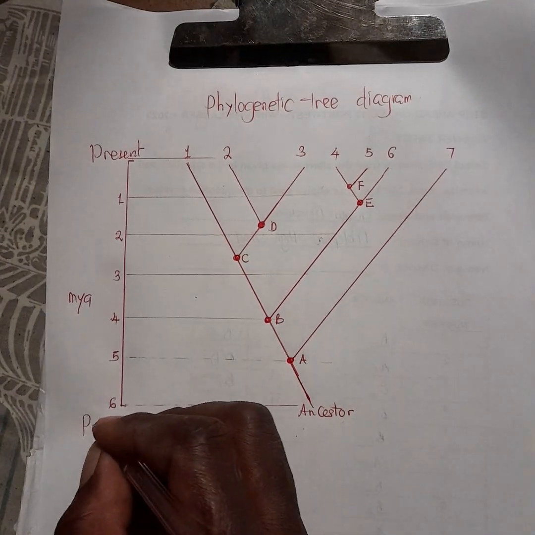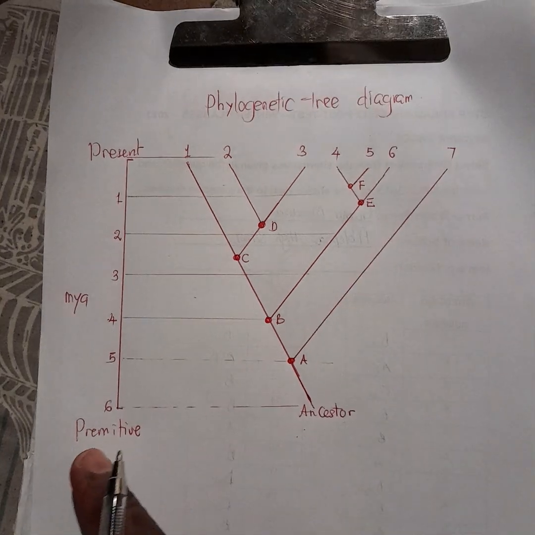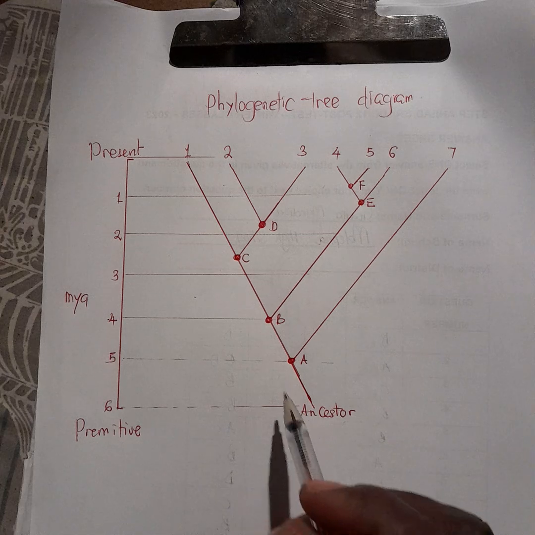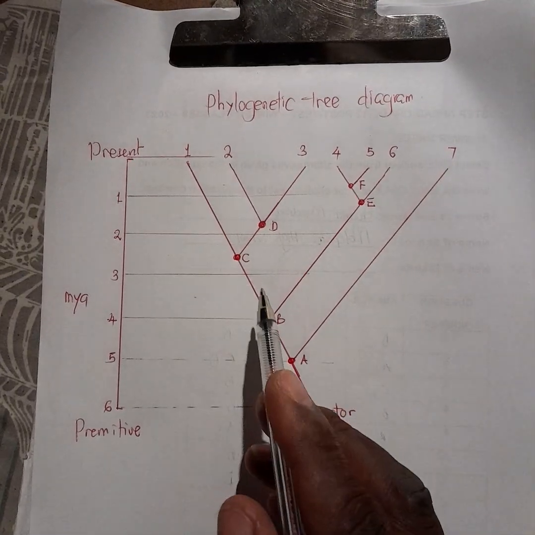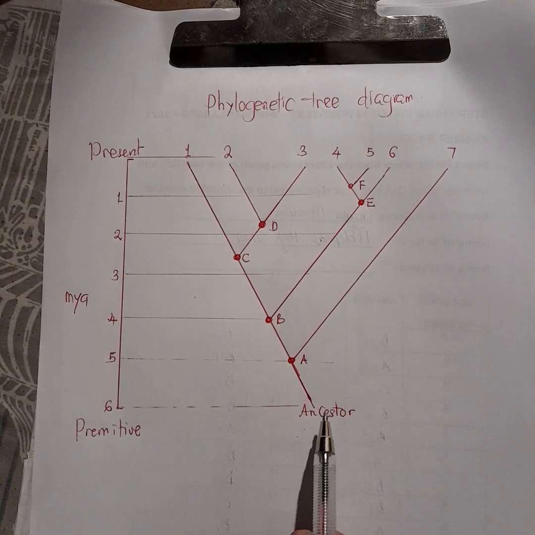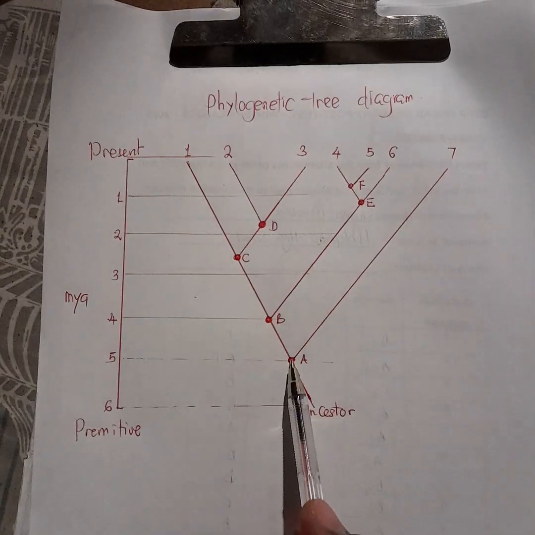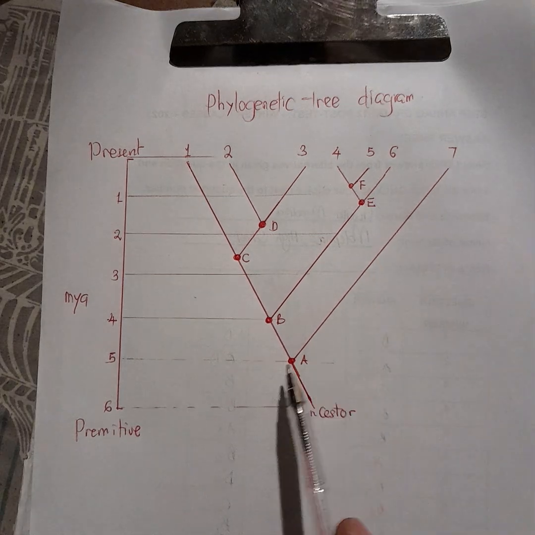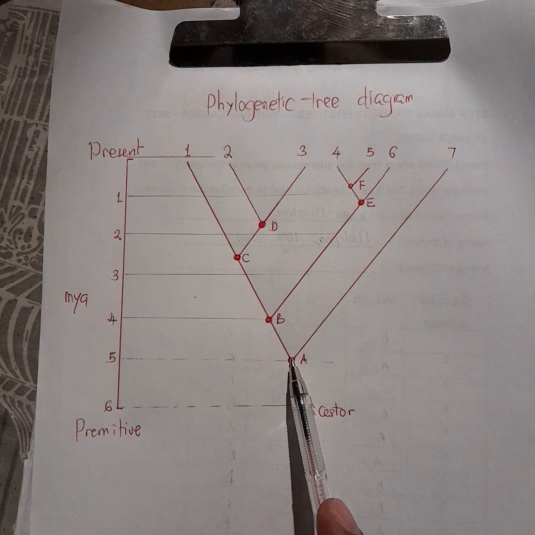And this one is the primitive. So what do I mean when it's primitive? These are the oldest, right? So in this case, as we move up, we are moving from the primitive into the present. So which organism in this case was the first to evolve? Definitely it was the 7. Can you see 7 there? 7 was the first to emerge there, because it is the oldest common ancestor.